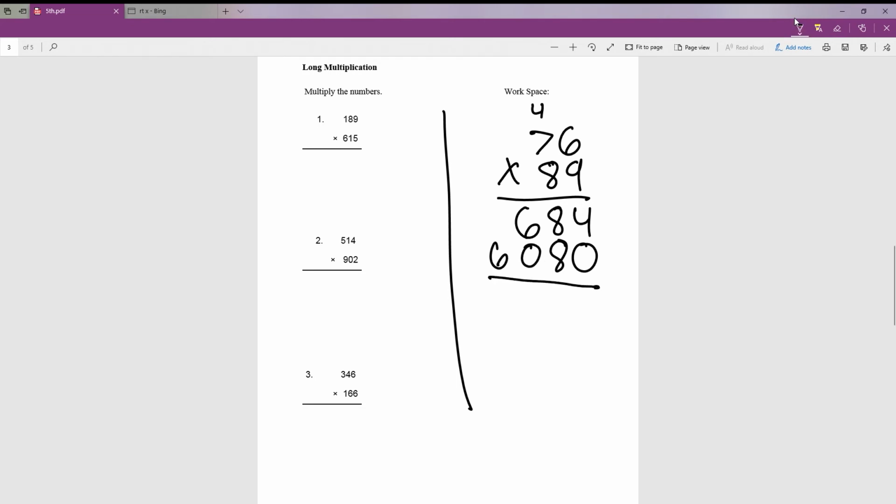And now all I have to do from here is add. So I add 4, 0 is 4, and then 8 plus 8 is 16. I have a 1 up here, so 1 plus 6 plus 0 is 7. And you drop the 6 down. And now my answer here is 6,764.